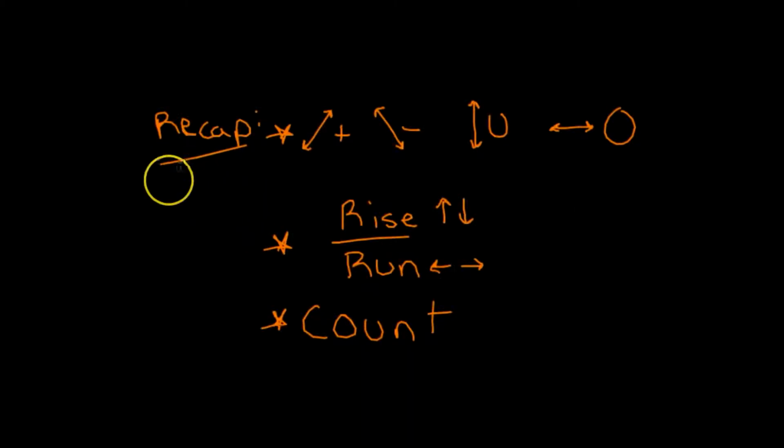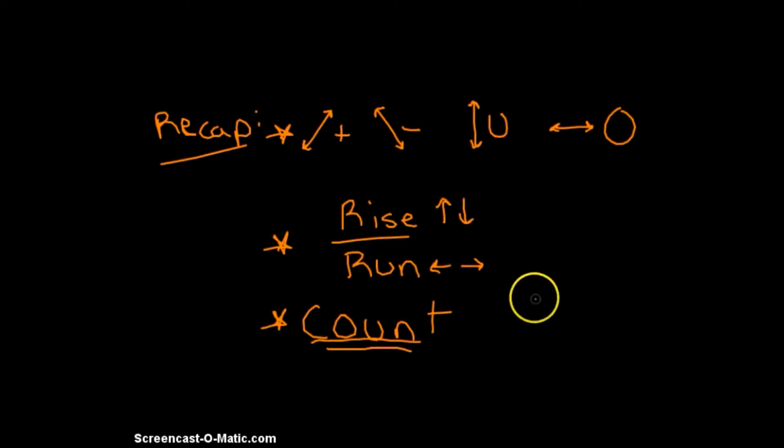So in conclusion, our recap of the day. If it's going up, it's positive. If the line is going down, it's negative. If it's going straight up and down at the same time, a vertical line, it's undefined. Left and right, the slope is 0. Second point, rise over run. Remember, rise is up and down. It doesn't have to be positive all the time. Run is left and right. And lastly, remember, we can just figure out our slope by counting up and down, left and right, our rise over run.